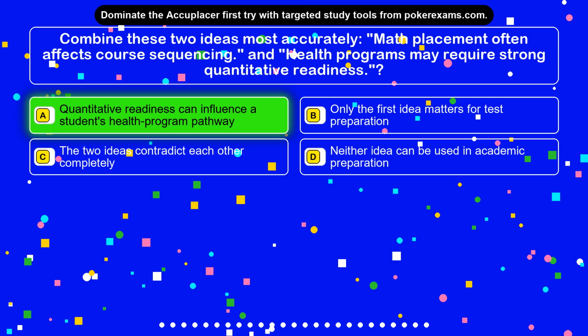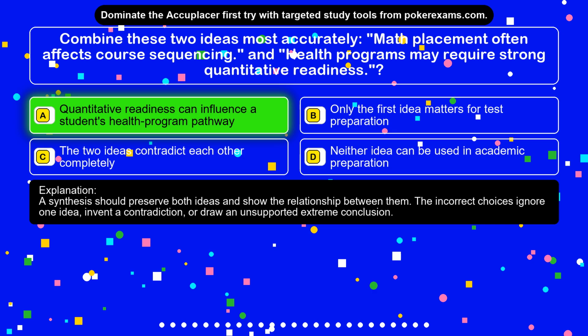The correct answer is option A. Quantitative readiness can influence a student's health program pathway. A synthesis should preserve both ideas and show the relationship between them. The incorrect choices ignore one idea, invent a contradiction, or draw an unsupported extreme conclusion.